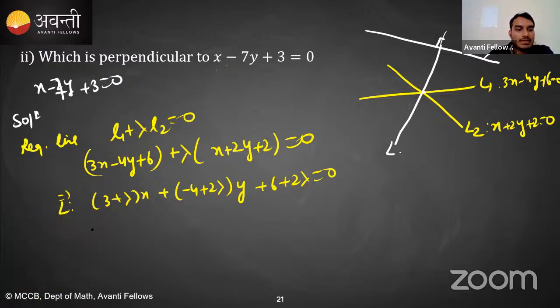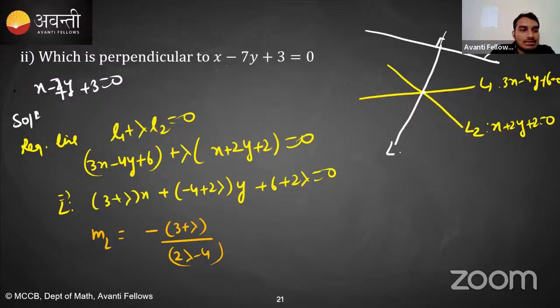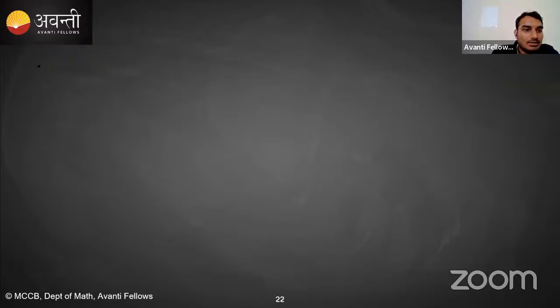Okay, now what is the slope of L? The slope of line L is minus coefficient of x upon coefficient of y. Clear? And what is the slope of this other line? Let's call it M1. M1 is 1 by 7. The line x minus 7y plus 3 and the required line are perpendicular, so the product of slopes will be what? -1, right? M1 times ML is -1. What is M1? M1 is 1 by 7.